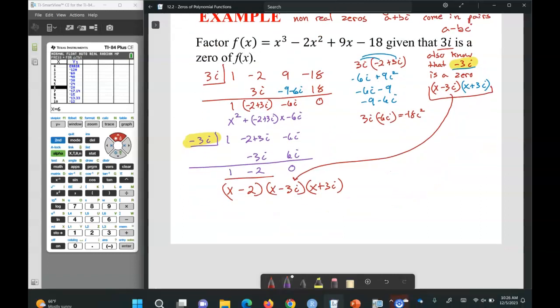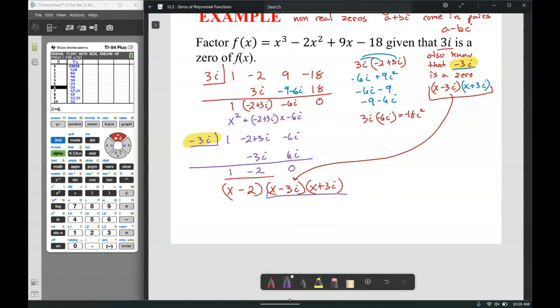Fun fact as well is that if we were to want factors of only real values, we could multiply these back together, and what you're going to find out is that we're actually going to end up with a sum of squares. We're going to have x squared plus 3ix minus 3ix minus 9i squared. When we simplify, those cancel, leaving us with x squared plus 9.